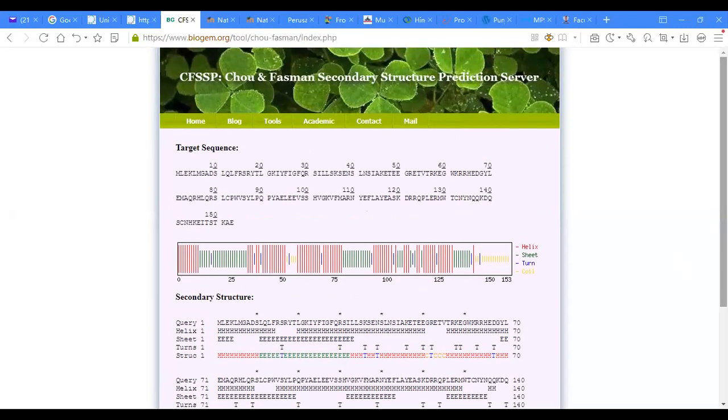This tool you can use for secondary structure prediction. You can copy the results, you can analyze the results. And yes, you have a question, please. Sir, is this tool used only for secondary structure prediction? Yes, this tool is for secondary structure prediction.